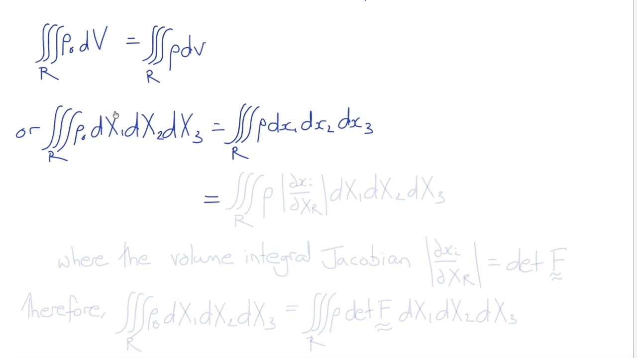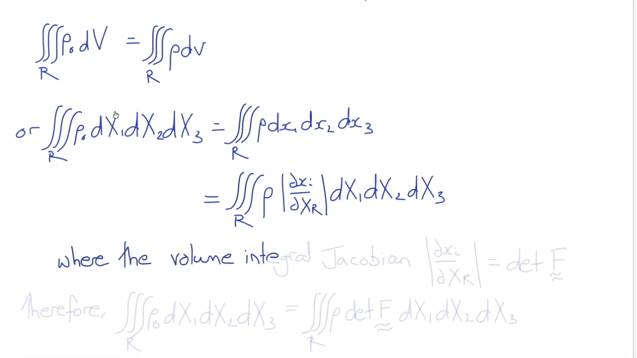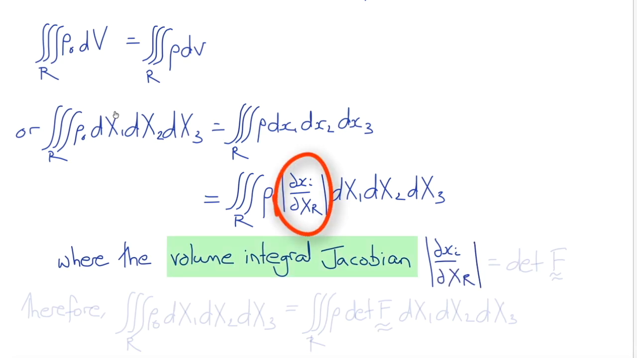Now we need to convert deformed coordinates to undeformed coordinates in our integral. And the way we do that is to use the partial derivatives in a chain rule, del x_i, del X_R, and in fact the expression that you get if you derive the conversion from dx1, dx2, and dx3 to dX1, dX2, dX3 is actually the determinant of del x_i, del X_R, and that's known as the volume integral Jacobian, and as you can see it's equal to the determinant of the deformation gradient.